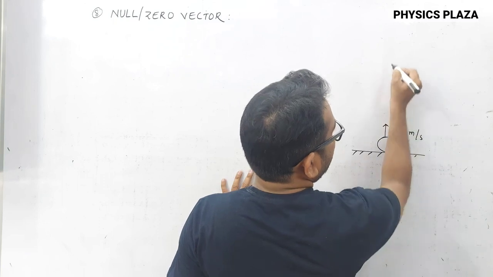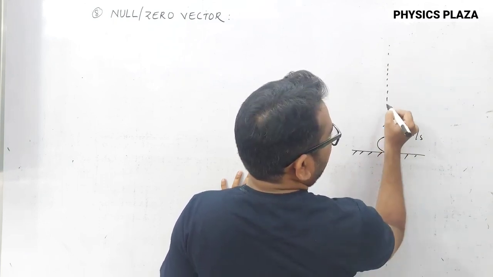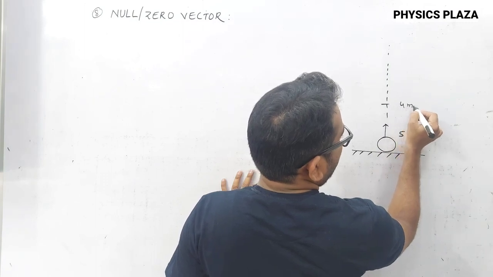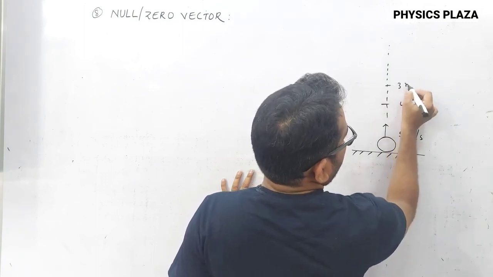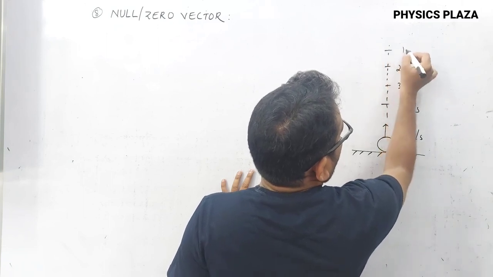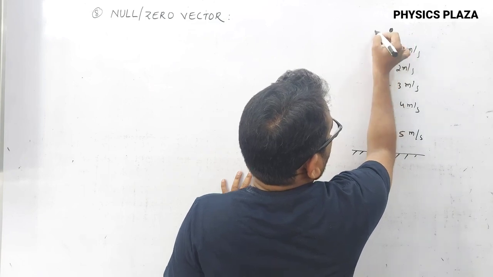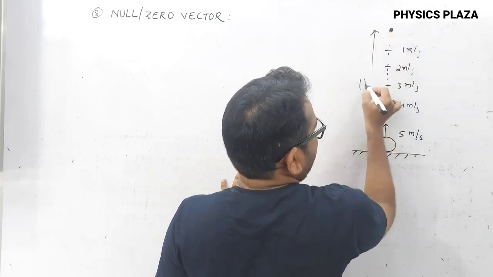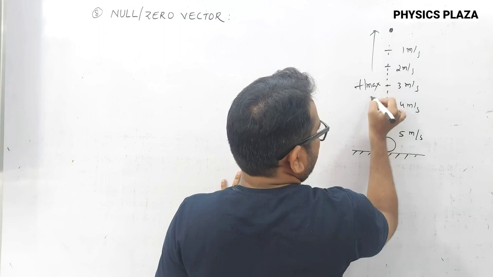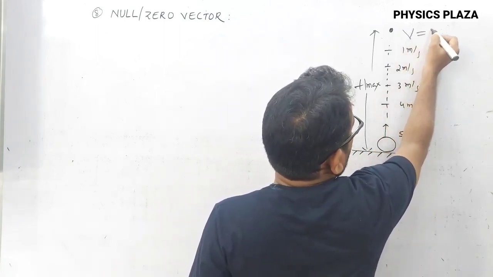So somewhere else, after going in this direction, let us say at this point it might be 4 meter per second, here 3 meter per second, here 2 meter per second, here 1 meter per second. But after reaching maximum height, h max, what happened? Its velocity is 0.